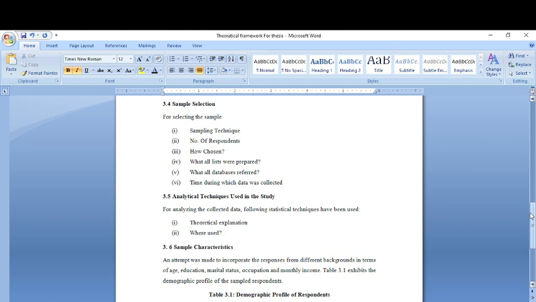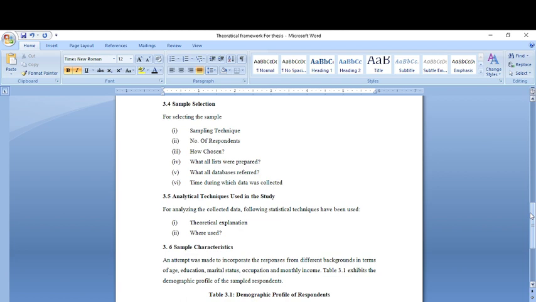What all lists were prepared? As I said, if I'm doing a study of banks, I would write that a list of banks in Delhi was prepared, and then I chose 25 banks from each zone. So there were 100 banks and 500 was the sample size, so five customers from each bank. What all databases, in case of secondary data, did you refer to? Say I get the banking data from RBI's website, so I refer to the RBI website, and which website and which year the data I referred to, I'll mention that also in the sample selection.